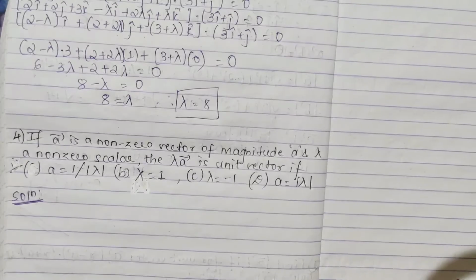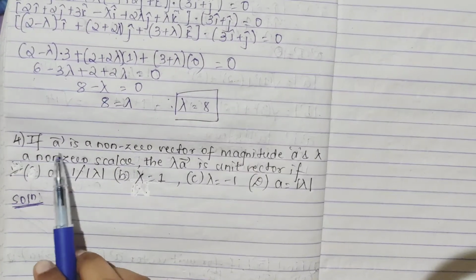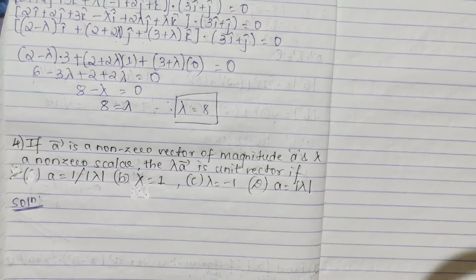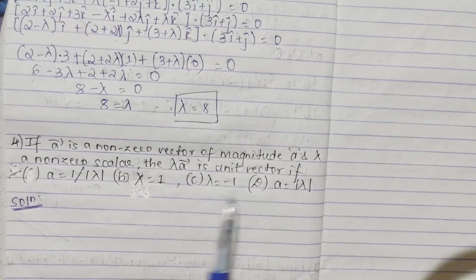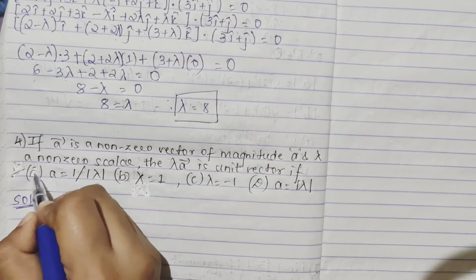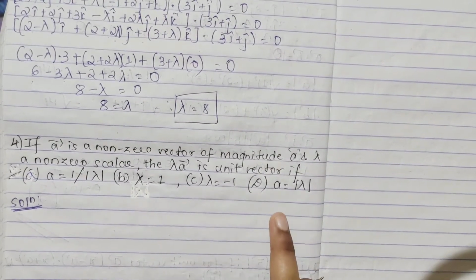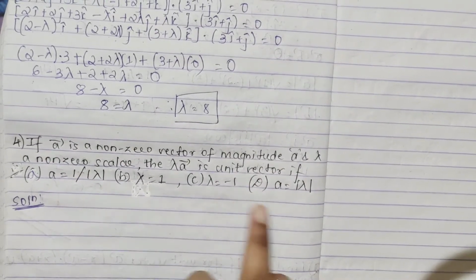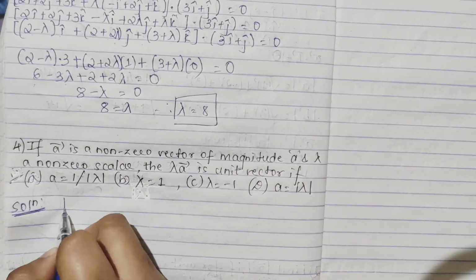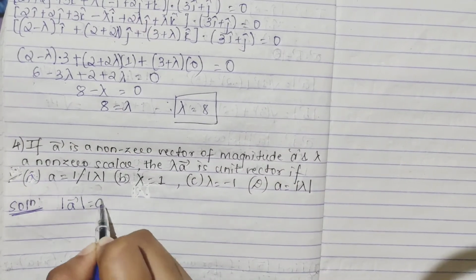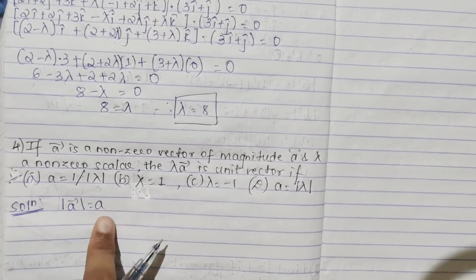Understood? So here you have a question: if vector A is a non-zero vector of magnitude a and lambda a non-zero scalar, then lambda vector A is a unit vector if... they have given option A as a is equal to 1 by root lambda, lambda is equal to 1, lambda minus 1, a is equal to root lambda. Now we'll see which is the option. What they have given: a non-zero vector, magnitude is what? a. Magnitude of vector A is equal to a, they have said.